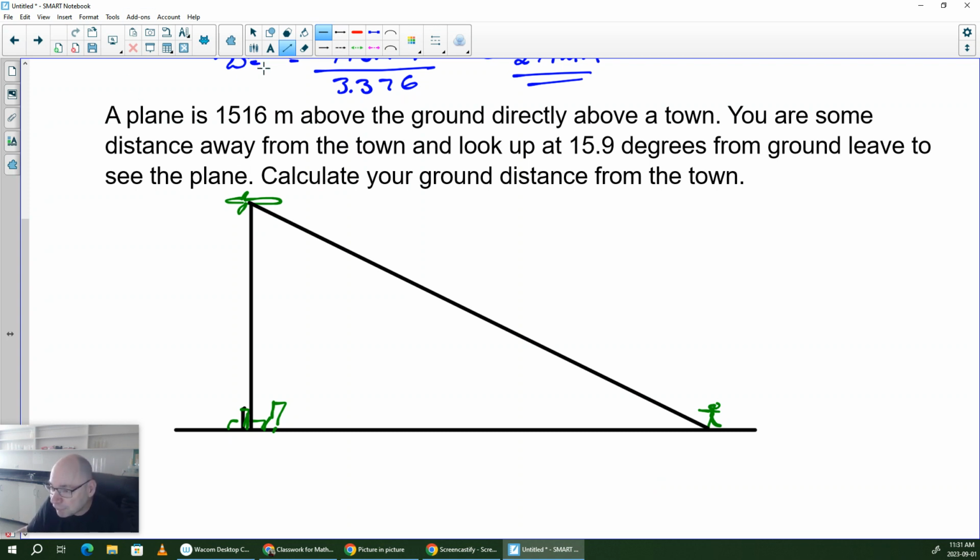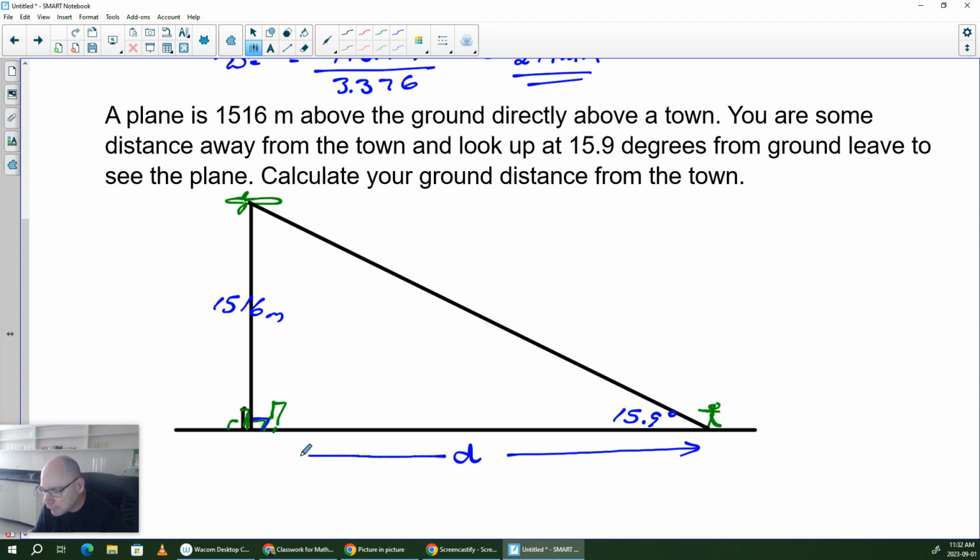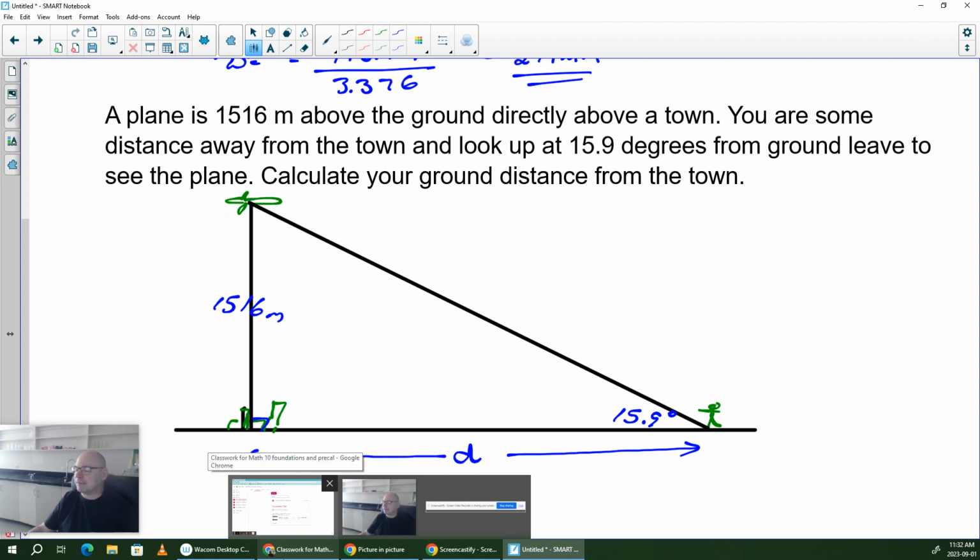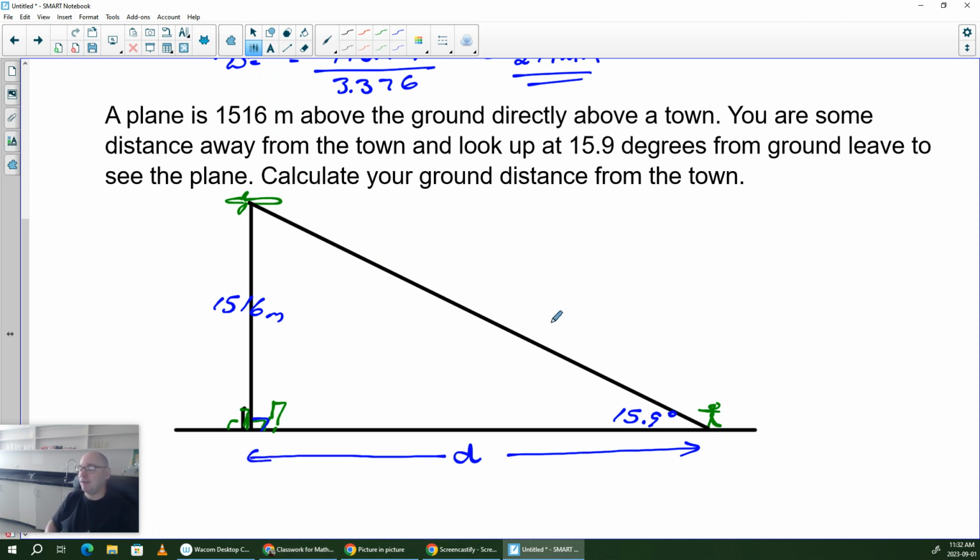Okay, so if we label this up, here's a right angle where the town is. We know that this is 1,516 meters above the ground. You're looking up at 15.9 degrees, and you don't know what this distance, we'll call it D, from the town would be. Because you're looking up and you're trying to find that distance. You're not looking for the distance from you to the plane, which would be the hypotenuse. You're looking for the distance from you to the town, which is the ground distance.